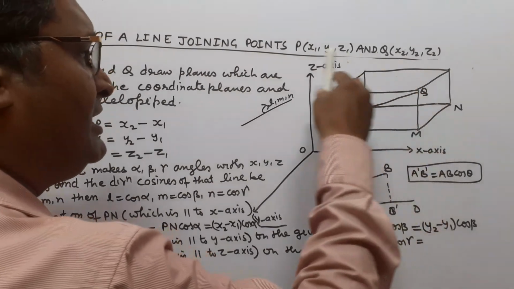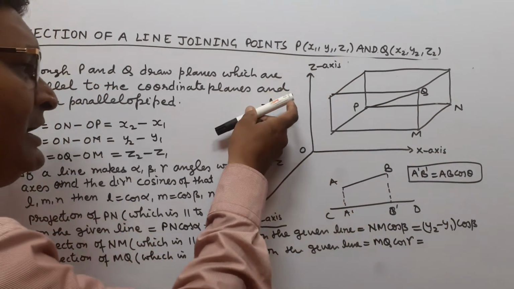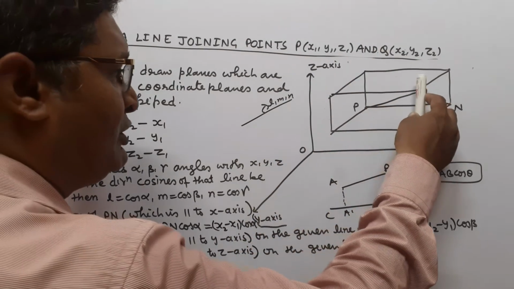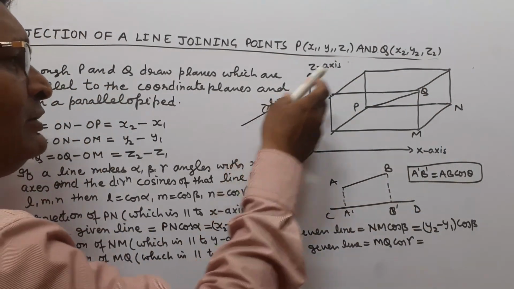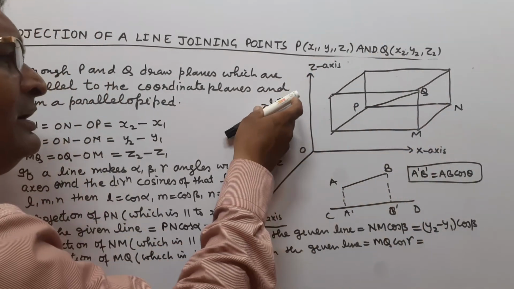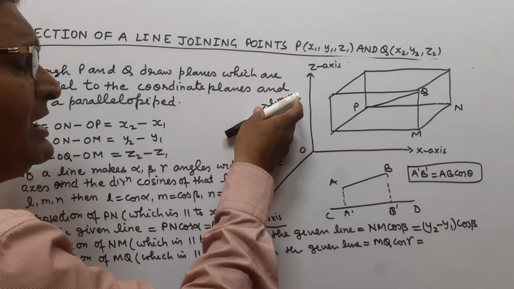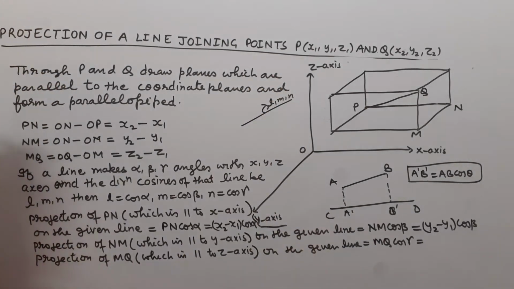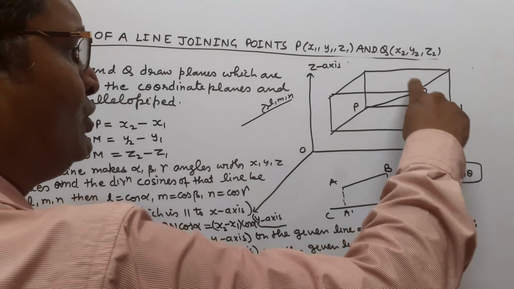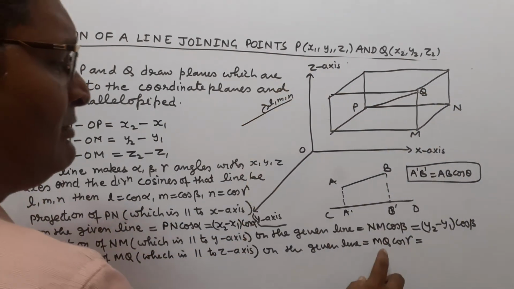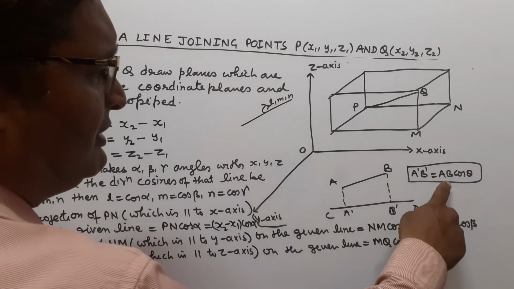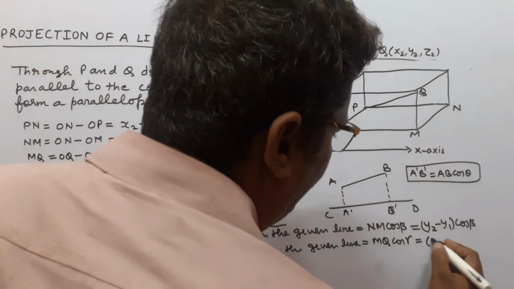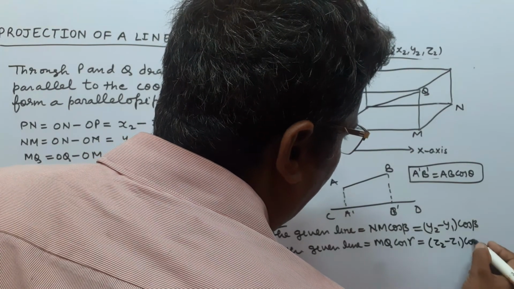Since MQ is parallel to the z-axis, and we know that the given line makes angle gamma with the z-axis, MQ also makes gamma angle with this given line whose direction cosines are l, m, n. So the projection of MQ on this given line is MQ cos gamma from this formula. And we know that MQ is z2 minus z1. So we write here z2 minus z1 cos gamma.